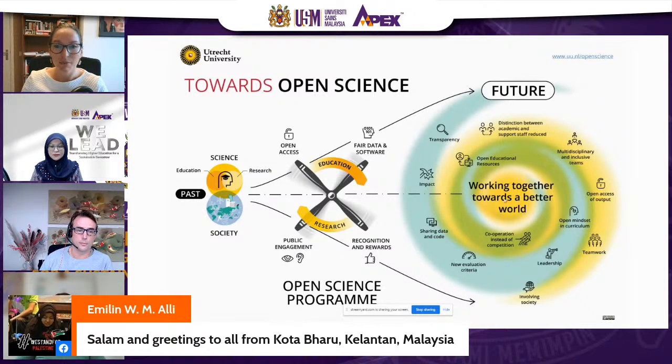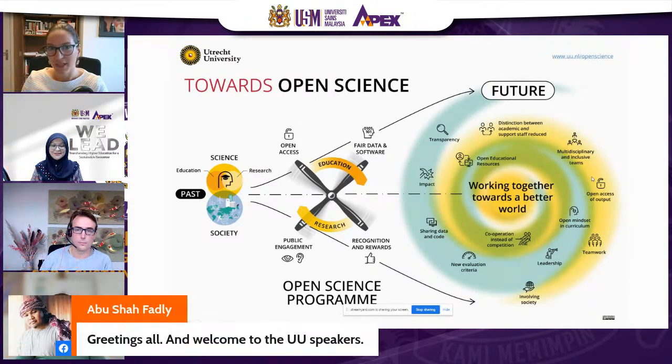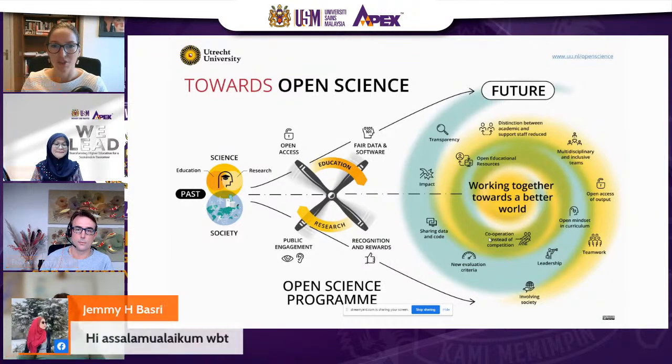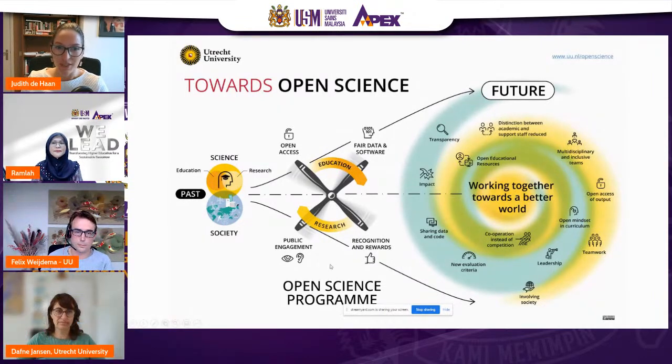We want to increase impact, have open access output publications, but also share data and code. We want to cooperate instead of having a lot of competition: teamwork, and of course, involving society. And this is all for our mission of working together towards a better world. And at Utrecht University, we do this, among others, with the Open Science Program.